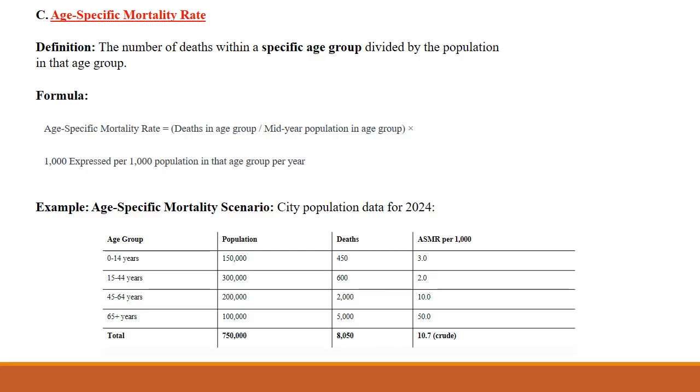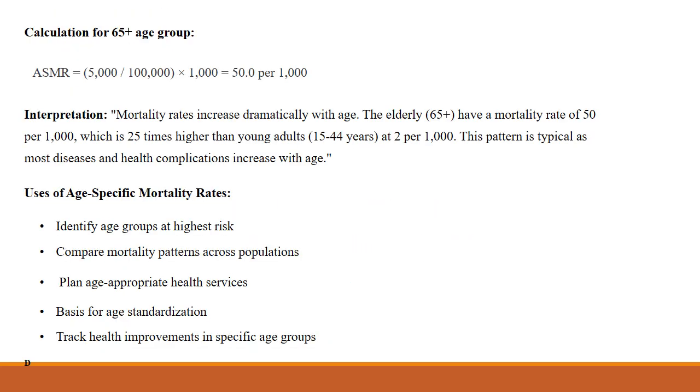From the data by age, we can calculate the age-specific mortality rate. Now the calculation for the 65 plus age group: ASMR is 50 per thousand. Mortality rates increase dramatically with age. The elderly have a mortality rate of 50 per thousand, which is 25 times higher than the young adults.